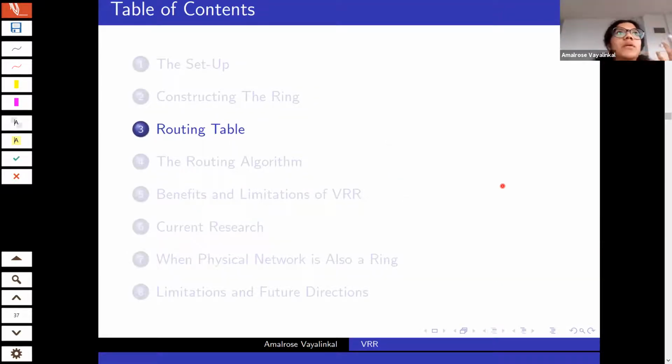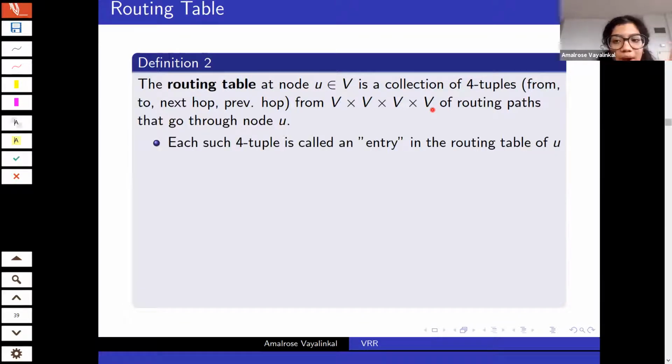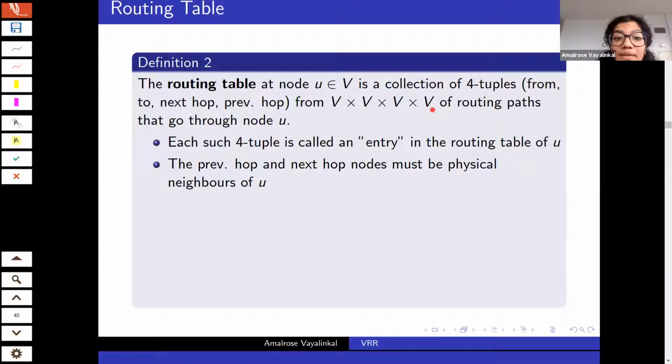When we set up these virtual links, we also want some way for the system to store the paths that we've just constructed. And that's where the routing table comes in. The routing table at node U in V is a collection of 4-tuples, which represent coordinates from, to, next hop and previous hop, from V × V × V × V, of routing paths that go through node U. Each such 4-tuple is called an entry in the routing table of U. The previous hop and the next hop nodes must be physical neighbors of U, and this is because any communication that passes through U, even if it's a virtual link, still travels through physical links, right?